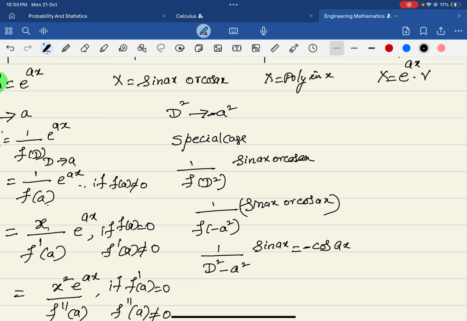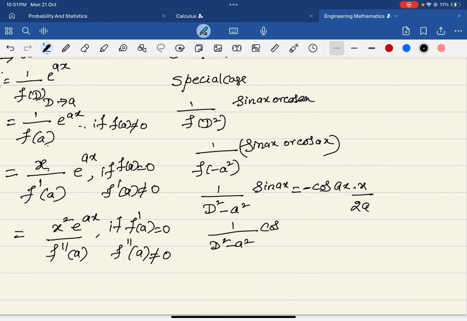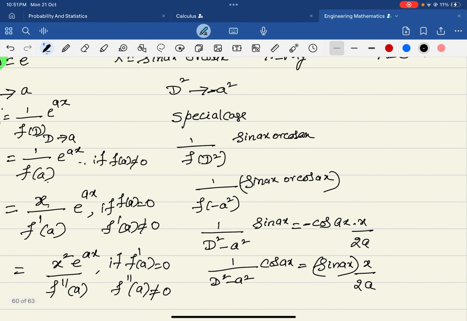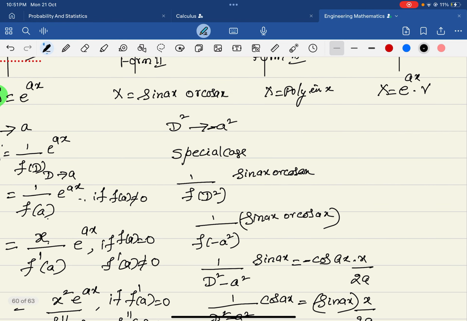So it is minus cosine ax multiplied by 1 over d square minus a square, which is equal to minus cos ax into x by 2a. So this is what we do. And 1 over d square minus a square times, suppose you have cosine ax, then we write it as, for integral of cosine is positive sine, right? So it is sine ax multiplied by x over 2a, x by 2a sine ax, or minus x by 2a cosine ax. So this is what we are writing down.